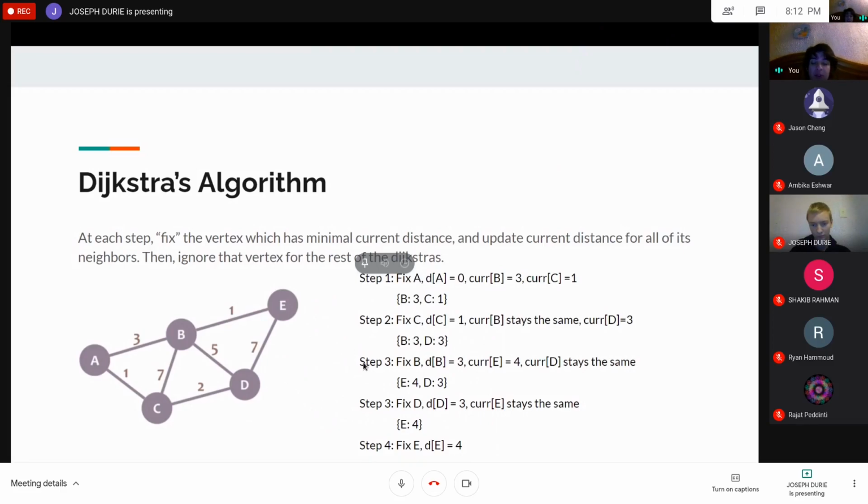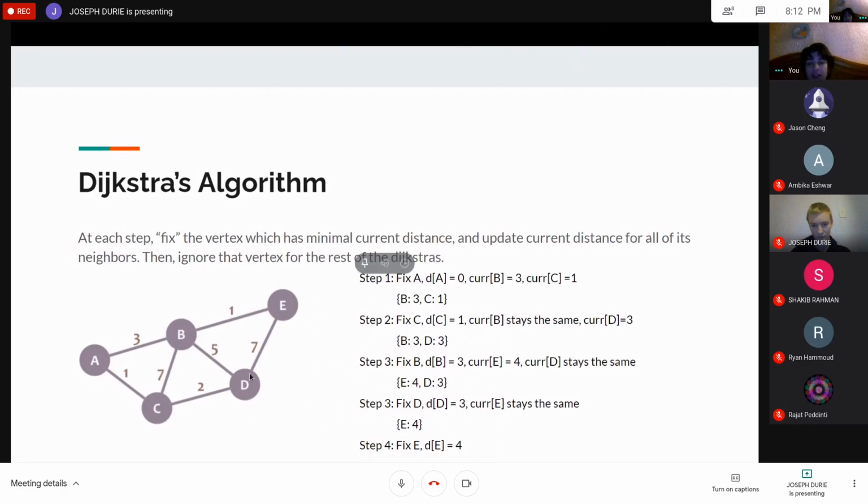Then for step 3, we repeat on B. So if we take node B, and then we look at its neighbors, D and E. E was 3 plus 1 equals 4 away now from A. Whereas D was 3 plus 5 equals 8, so we don't use that. We just go through C like we were before.